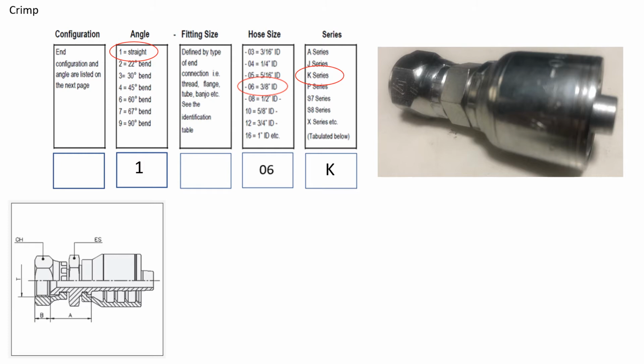The angle of my hose tail. In this particular case, the angle is 1 because it's straight. So I enter 1 in my angle template.